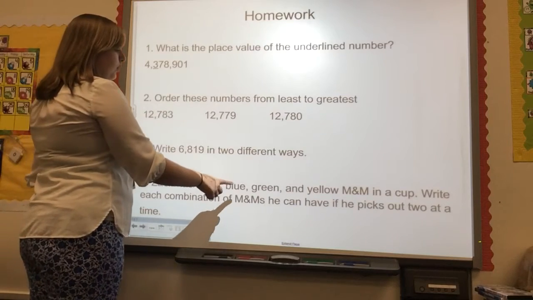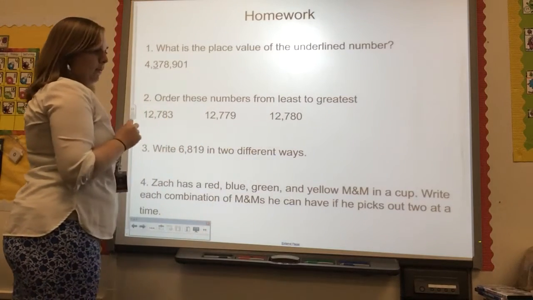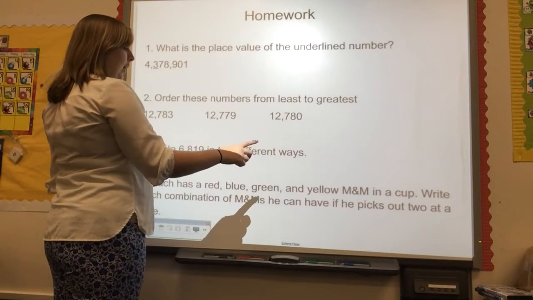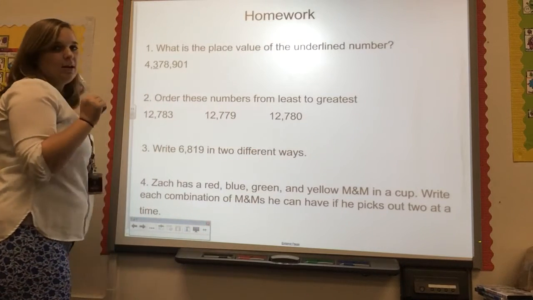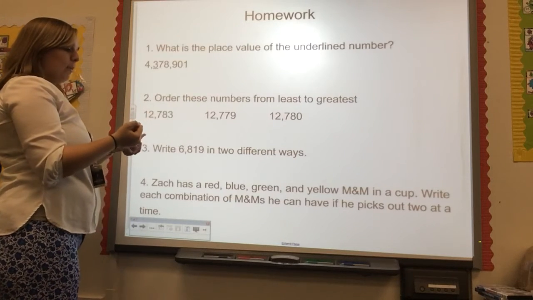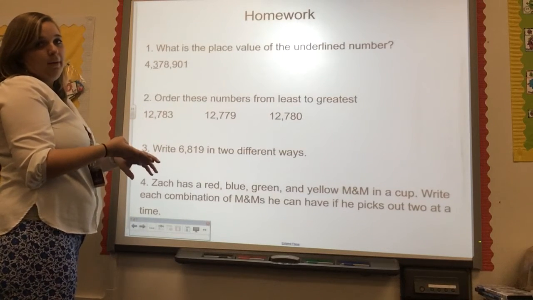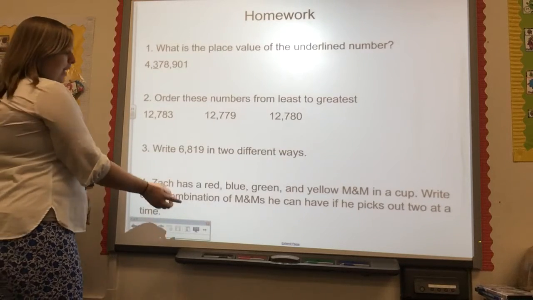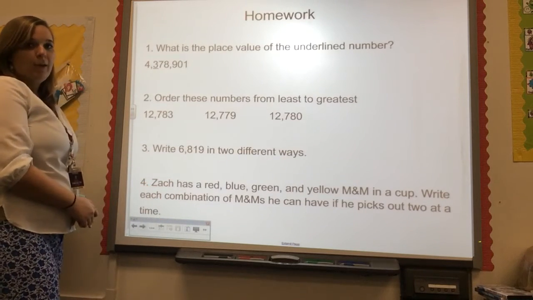Zach has a red, blue, green, and yellow M&M in a cup. Write each combination of M&Ms he can have if he picks out 2 at a time. Do exactly what I just did for the Miss Vitus example with Kayla, Josiah, Matthew, and Amanda. Write down all your combinations that you can make. That one's going to take you a while, so think about it hard.